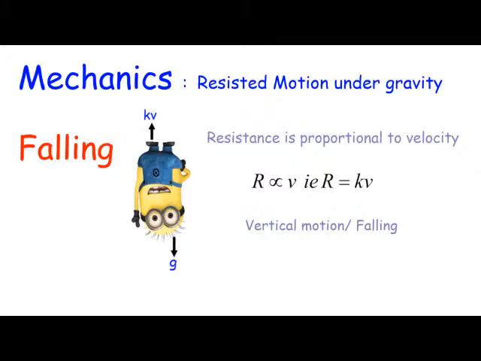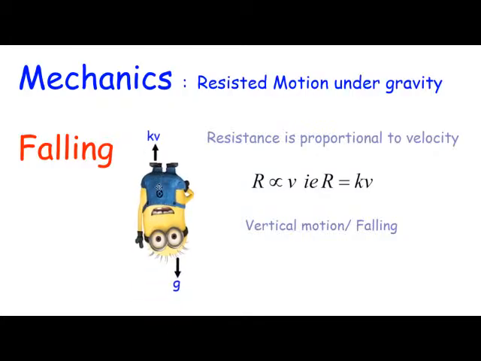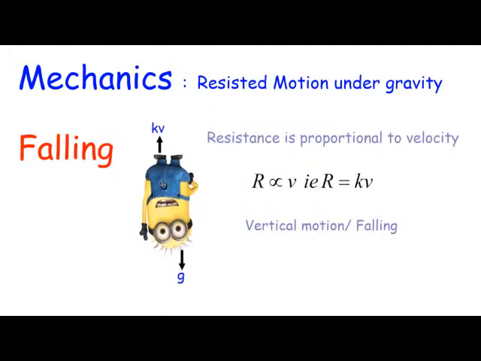In this case, we're going to be falling, and it's under the umbrella of mechanics. And in this case, the resistance is actually proportional to the velocity. So our minion is actually falling this time, okay, rather than rising. And you can see here I've got some forces actually on the minion. He's being resisted, kV, and gravity is acting in his direction, or the direction he's falling.